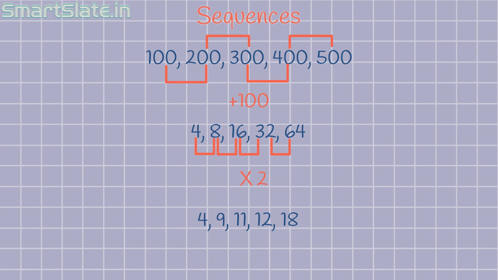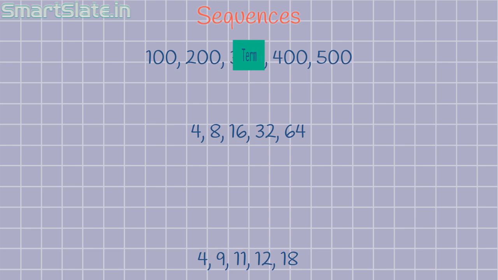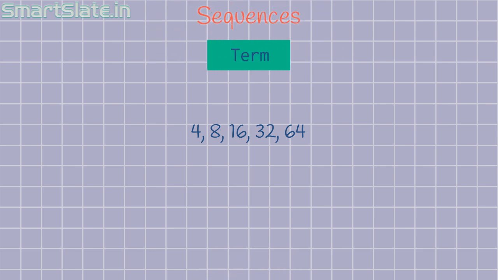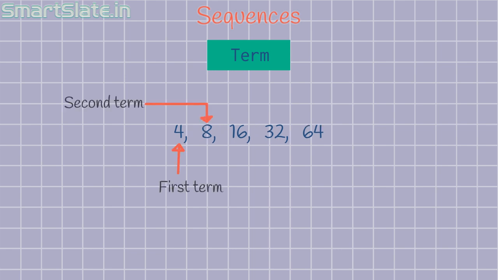An orderly arrangement of numbers according to a certain rule is called as sequence. And each number in a sequence is called as term of the sequence. In the sequence 4, 8, 16 and 32, first term is 4, second term is 8, third term is 16, fourth term is 32.